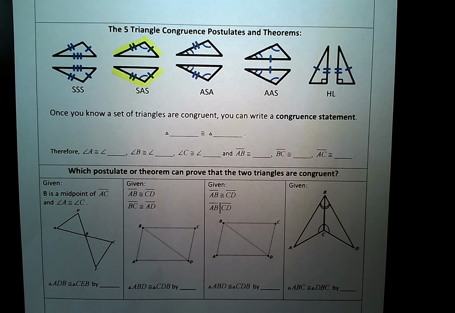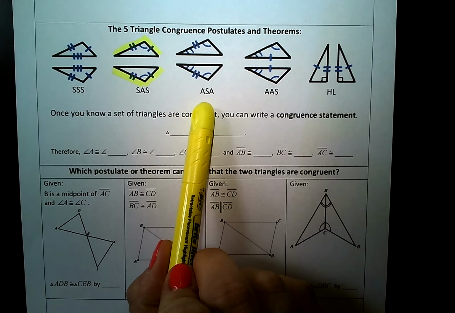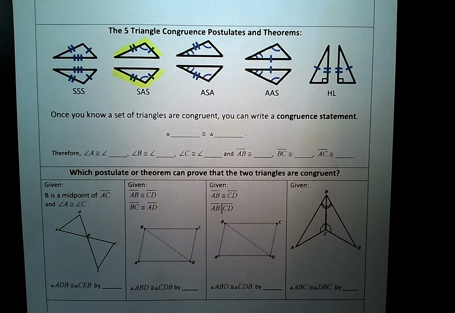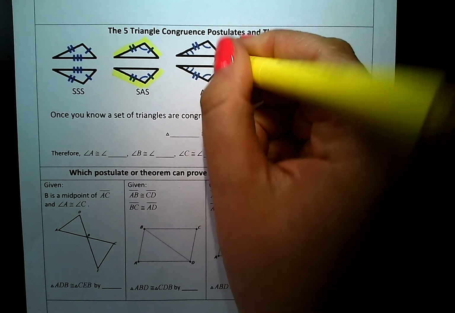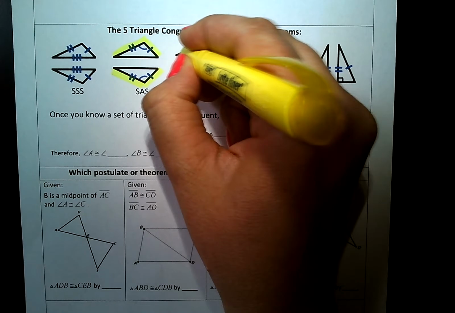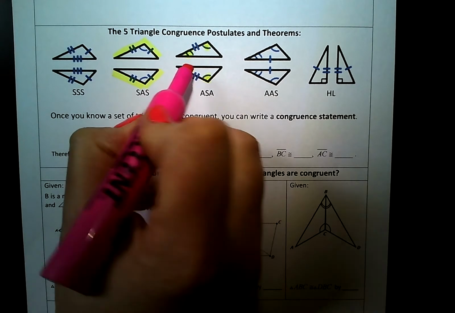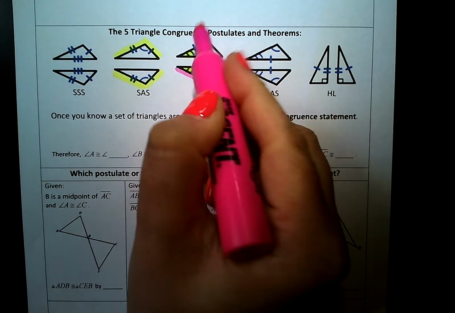Then we've also got where we could have 2 angles and a side, and check out where the S is in this abbreviation, angle, side, angle. So here, the side is between the congruent angles. We've got 2 sets of congruent angles and a side that connects them. Okay.